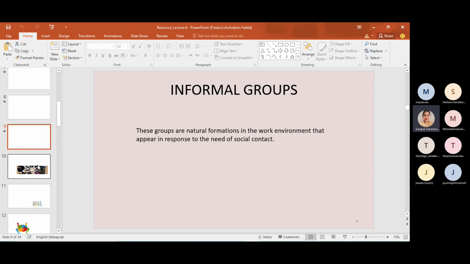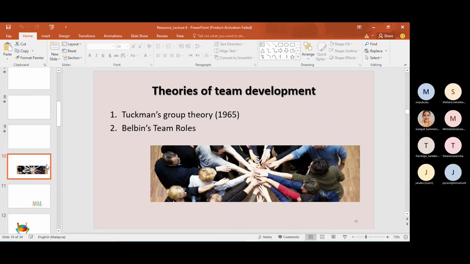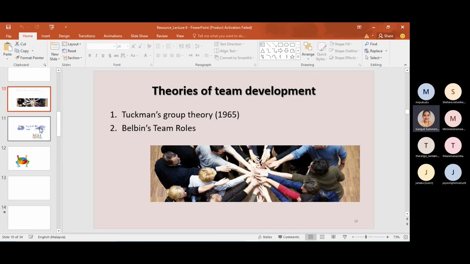You make friends just for the need of social contact, right? So it can be considered as an example for an informal group. Okay, so now we can start discussing the theories of team development. There are two theories of team development: Tuckman's group theory and Belbin's team roles.